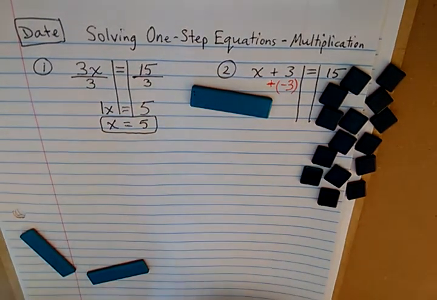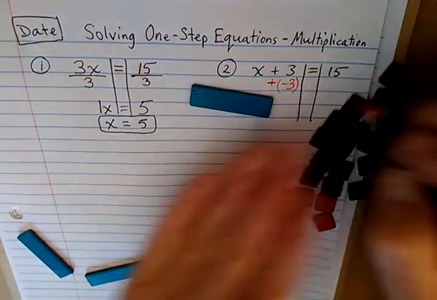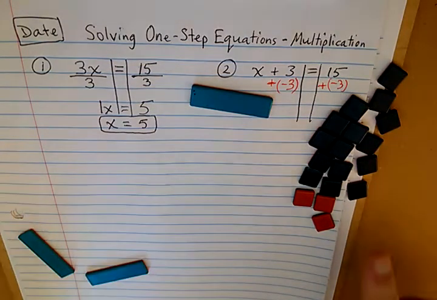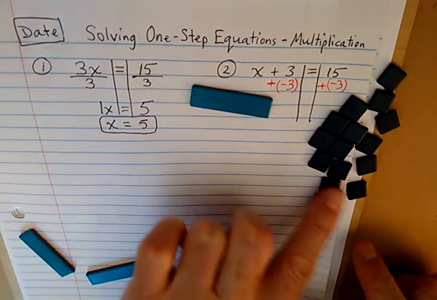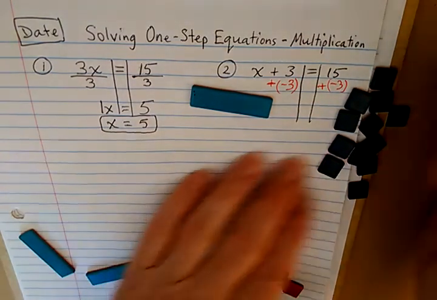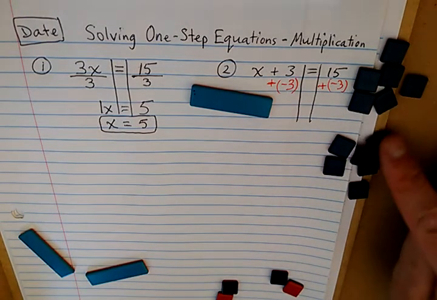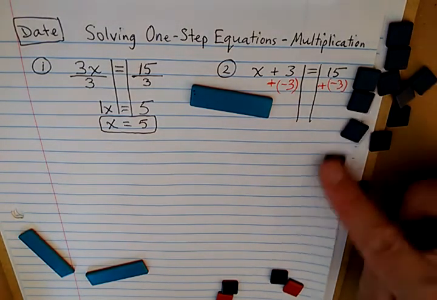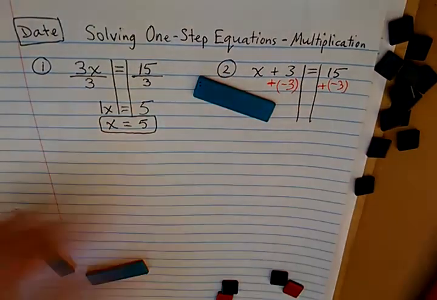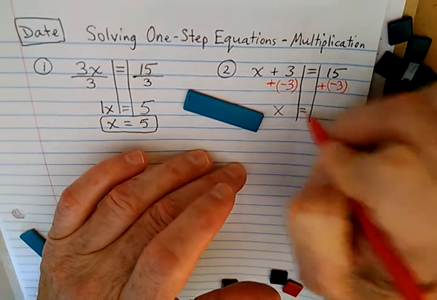But then I have to add negative 3 on the other side also. So if I add negative 3 over here, let's write it in, adding negative 3. Then I'll get 3 zero pairs here: 1 zero pair, 2 zero pairs, and 3 zero pairs. And so now I'm left with 15 minus 3, which is 12. 1, 2, 3, 4, 5, 6, 7, 8, 9, 10, 11, 12. That's right. So this 1x equals 12.